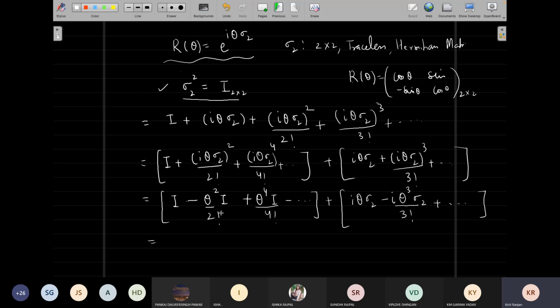So what is my first term? 1 minus theta square over 2 factorial I plus theta 4 over 4 factorial I minus so on and so forth. So I can just take my identity outside, and what am I left with? 1 minus theta square over 2 factorial plus theta 4 over 4 factorial, so on and so forth. What is this series expansion? Cosine theta. Now, see, I take i theta sigma 2 outside. Then what am I left with? Actually, I should take just i sigma 2 outside. So it will be easier for you to recall that.